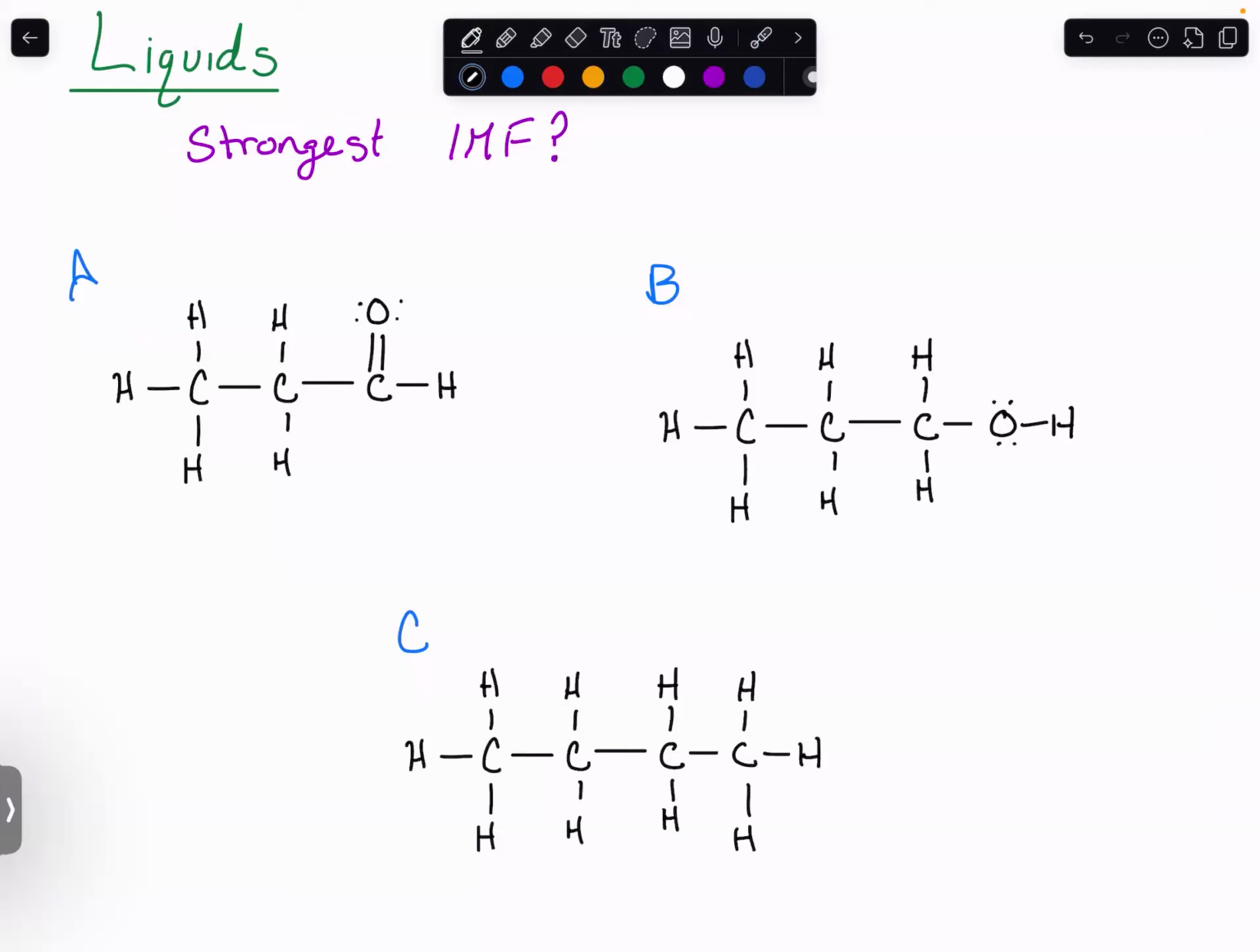All right, so we were talking about these intermolecular forces. These are the interactions that molecules have with neighboring molecules. What was the strongest of the intermolecular forces that we discussed? Hydrogen bonding. And which one of these has hydrogen bonding available to it? B.